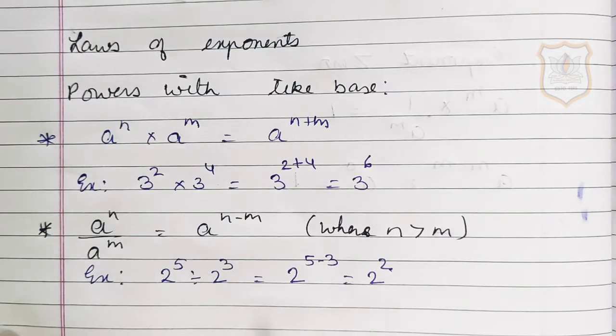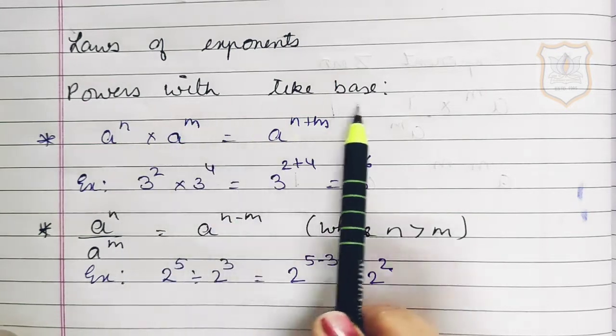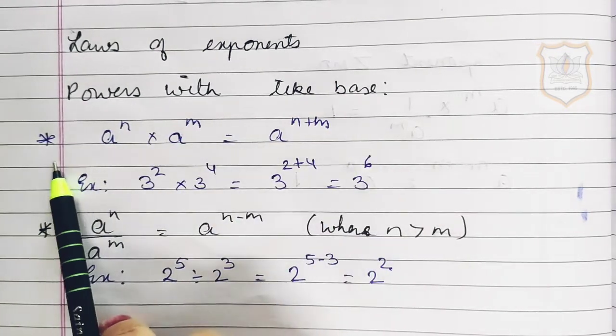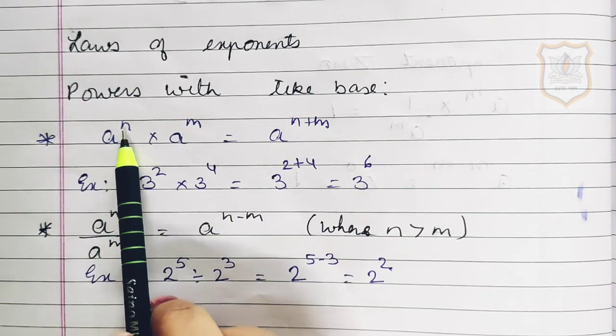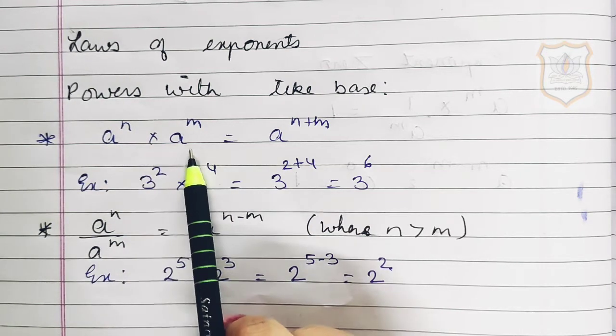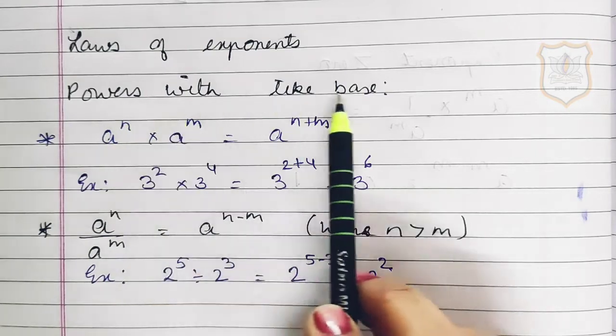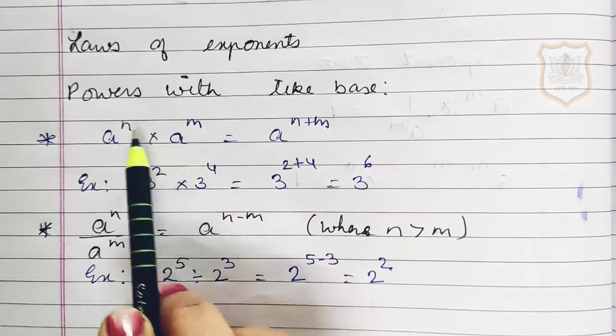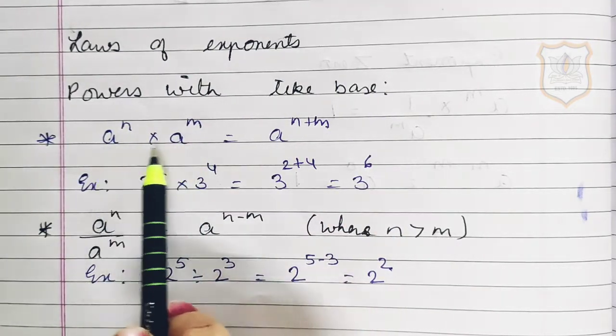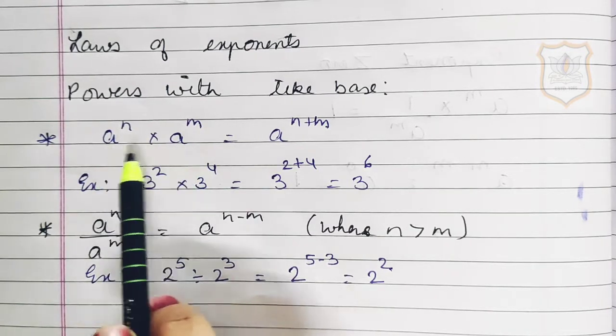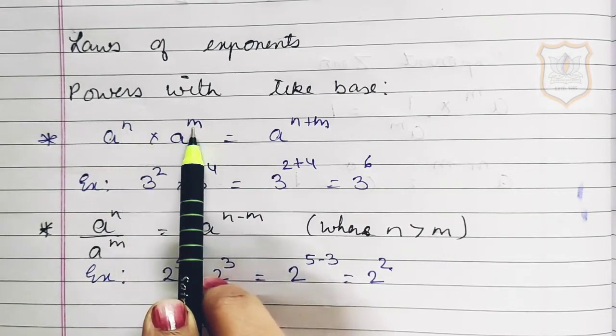नेक्स्ट टॉपिक इज लॉज ऑफ एक्सपोनेंट्स. पावर विथ लाइक बेस. नाउ वेरी फर्स्ट लॉ ऑफ एक्सपोनेंट इज a रेज टू पावर n मल्टीप्लाई बाय a रेज टू पावर m. हियर द पावर्स हैव विथ लाइक बेस, मीन्स द बेस इज सेम एंड पावर्स आर डिफरेंट. यहाँ पे जो बेस है वो सेम है, दोनों में जो बेस है वो a है, बट पावर्स डिफरेंट है.